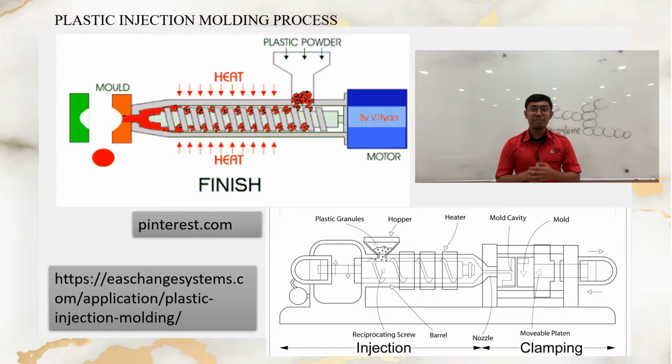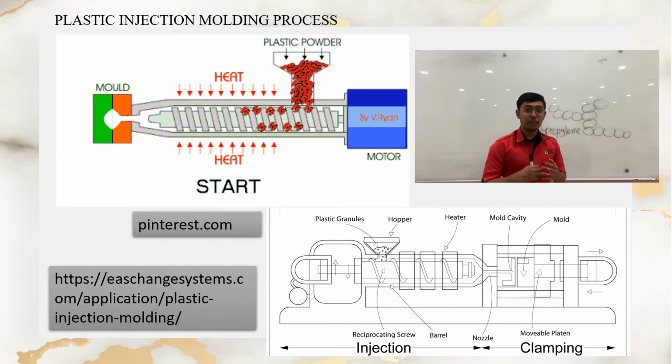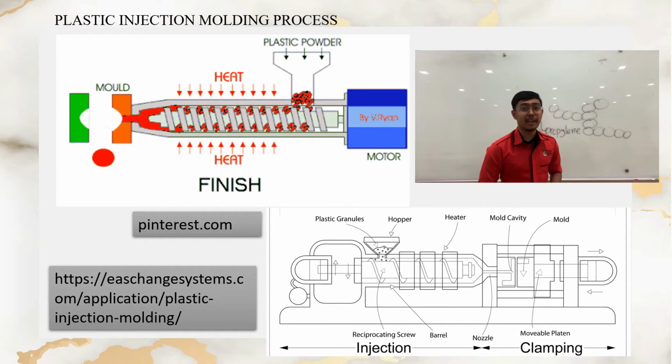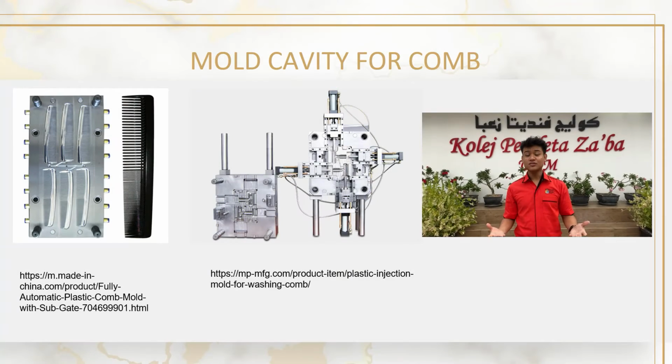As you can see here, the powder of pellets is being fed into the machine and melted by heat before being injected into the mold until it's solidified and ejected from the mold. So, this is an example of a mold cavity for a comb. As we can see, there are a lot of cavities in one plate, so that it can be simultaneously injected with melted polypropylene pellet by the injection unit.